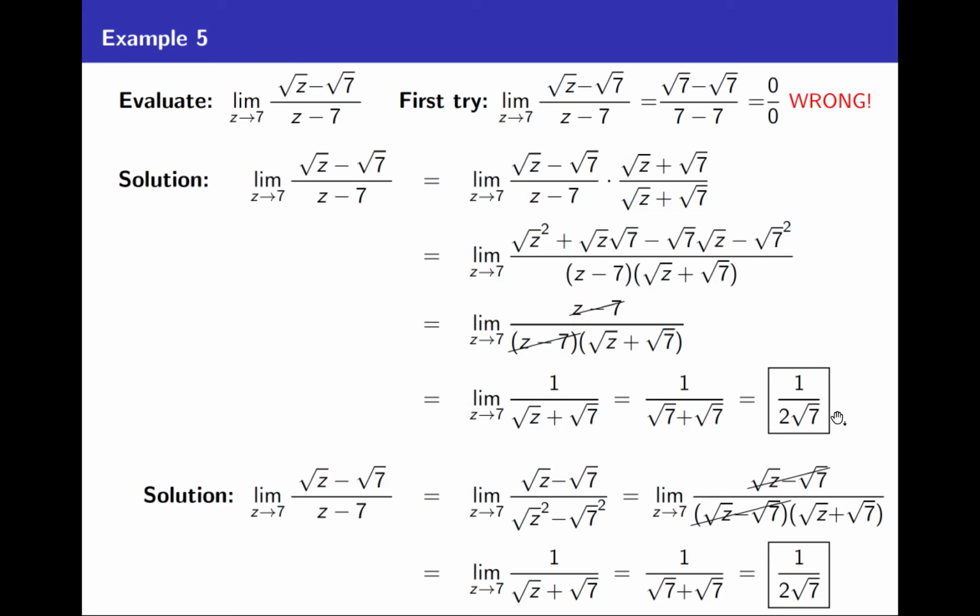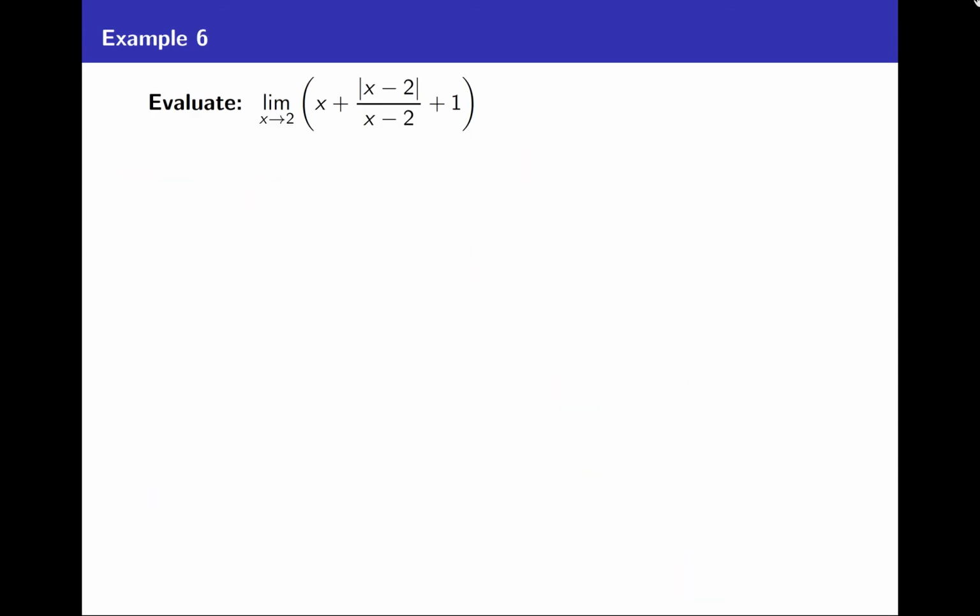So of course, there are many, many different ways to solve these problems. Two valid solutions of this one shown here. In our final example, example 6, we evaluate the limit as x approaches 2 of x plus the absolute value of x minus 2 divided by x minus 2 plus 1.